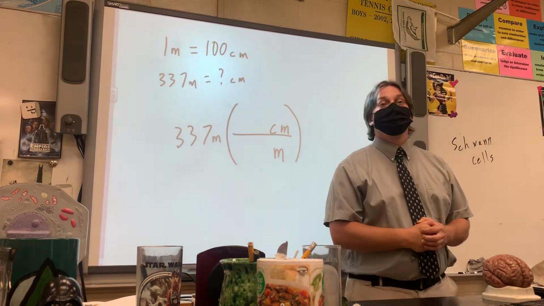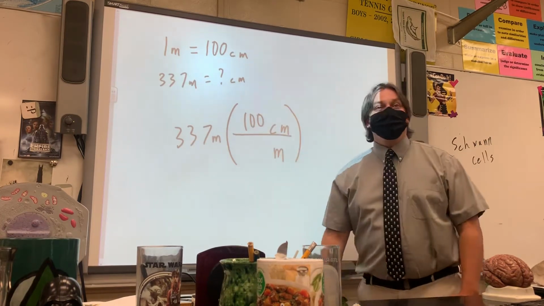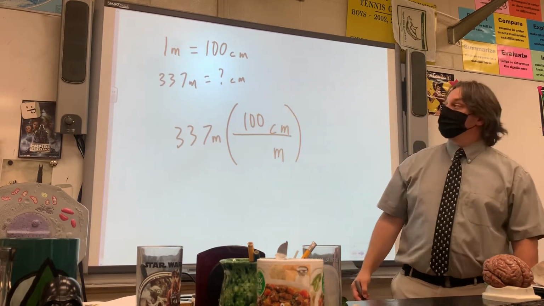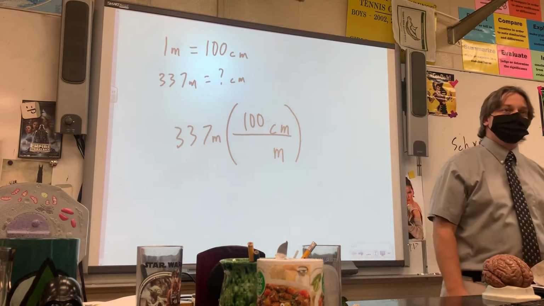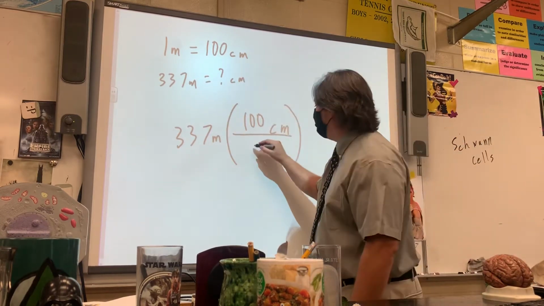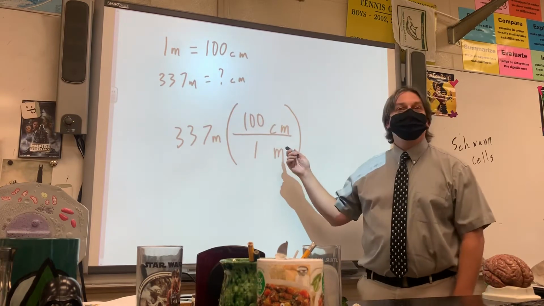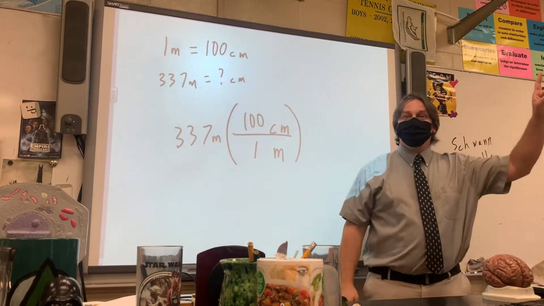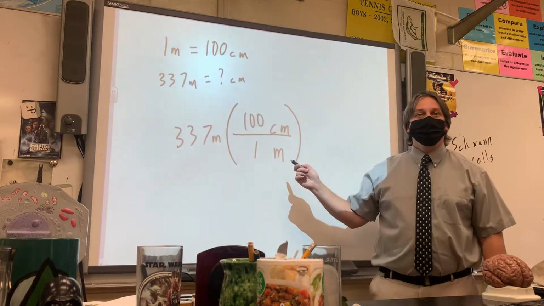100 what? Centimeters. 100 centimeters. Bam, there it is. And how many meters? 337? Nope. It doesn't say 100 centimeters equals 337 meters. What does it say? One. It says 100 centimeters equals 1 meter. So this fraction right here equals 1, because 100 centimeters is exactly the same as 1 meter.